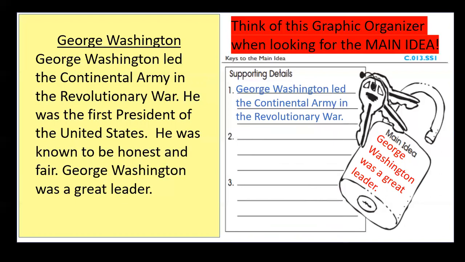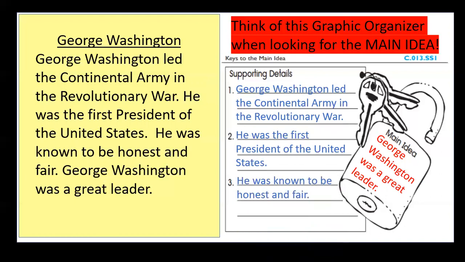Let's see if we can find another detail that says he was a great leader. He was the first president of the United States. Boy, I think that would have to make you a good leader if you are the president of the United States. And the last key detail, he was known to be honest and fair. Boy, I think that's a pretty great quality of a great leader. So that would be another key detail to support my main idea that George Washington was a great leader.